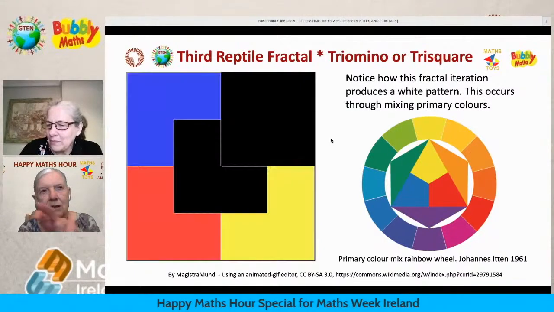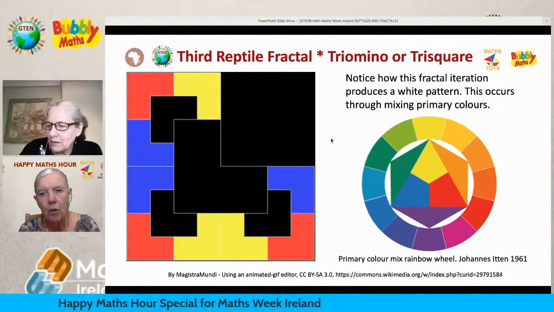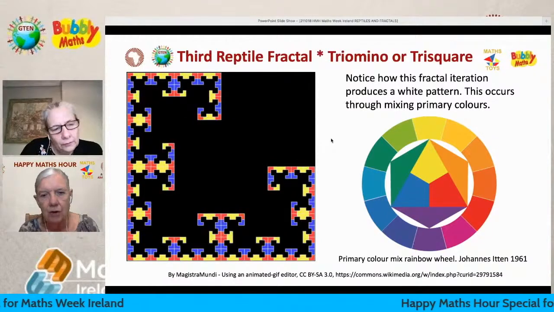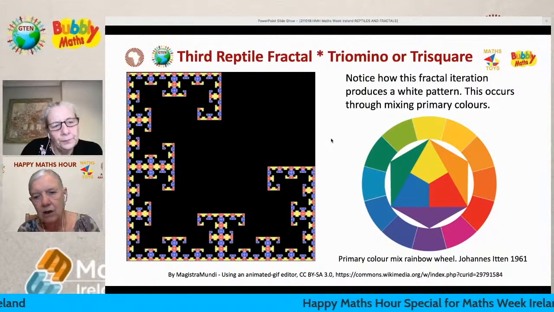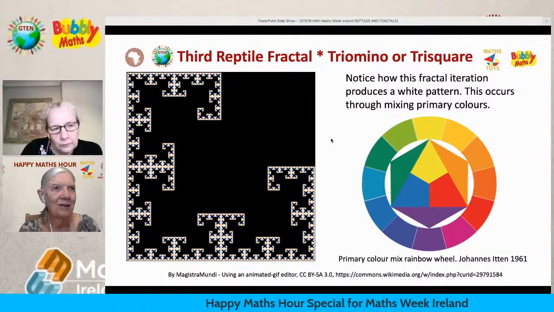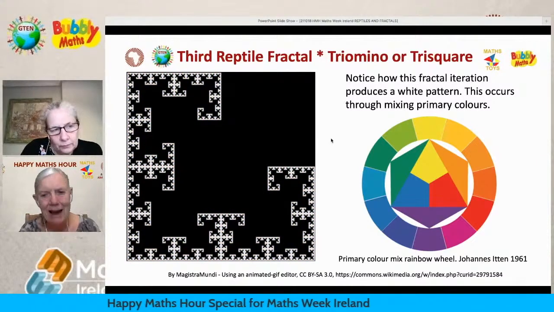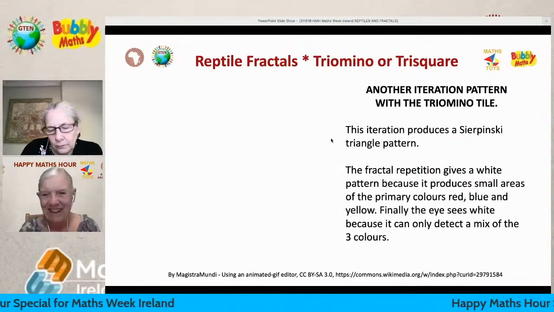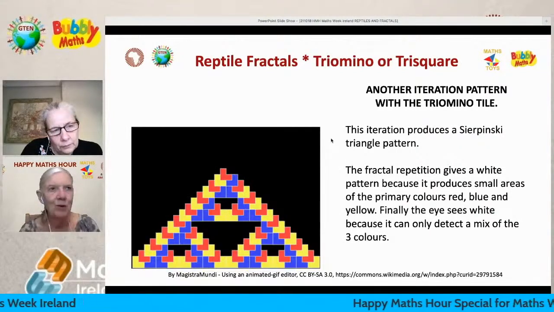Good. Yes, it's quite an abstract idea and not particularly easy to imagine these infinite processes. But it's very important in mathematics, because in higher mathematics, there's a lot of infinite processes. Now, here's another iteration with this triomino tile.